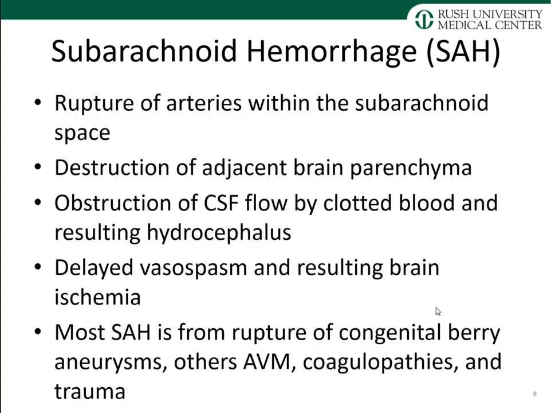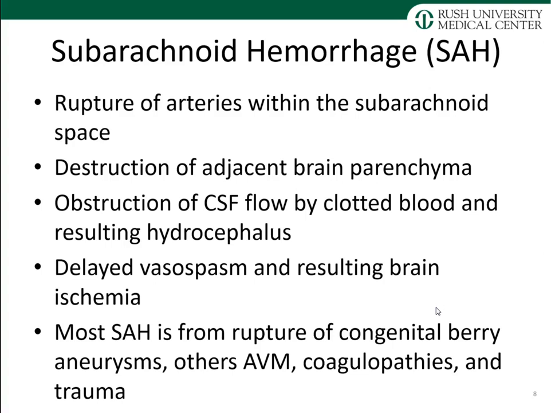So let's talk a little bit about subarachnoid hemorrhage. So this is when you have a rupture of an artery within the subarachnoid space. You will frequently have destruction of the adjacent brain parenchyma and obstruction of CSF flow by clotted blood. And this can result in a hydrocephalus, typically a non-communicating hydrocephalus. The other thing that will happen with subarachnoid hemorrhage is that blood is quite irritating to a lot of the vascular structures, and you can have delayed vasospasm and resulting brain ischemia that is secondary.